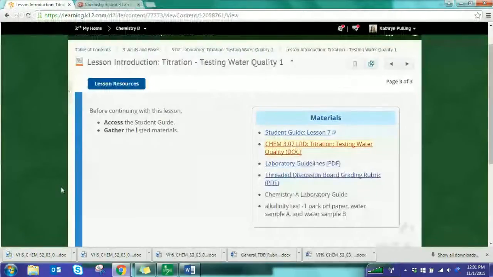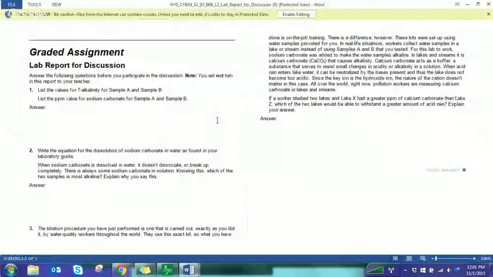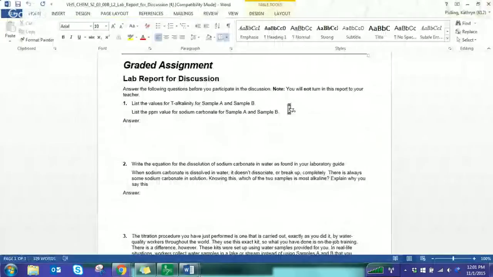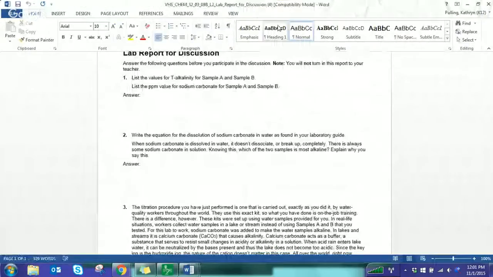All right. You open that up, it looks something like this. And I will walk you through the entire first half of this lab, and then you'll be on your own for the second part. All right, especially this part here, listing the ppm. Not as difficult as it seems, but it seemed a little unclear to me at first.